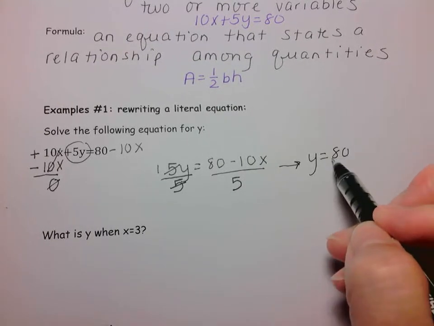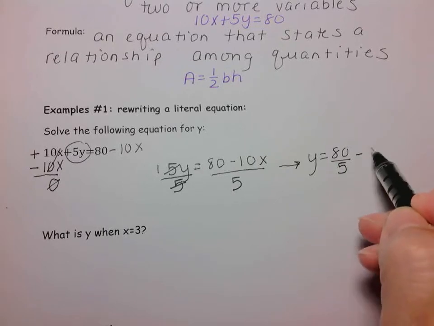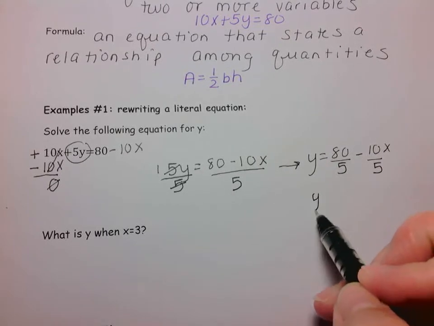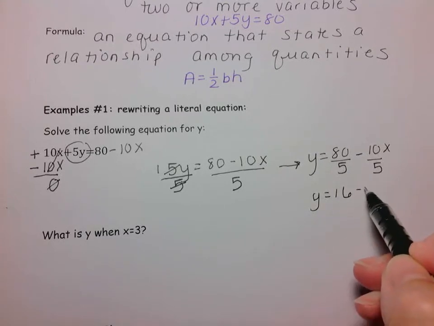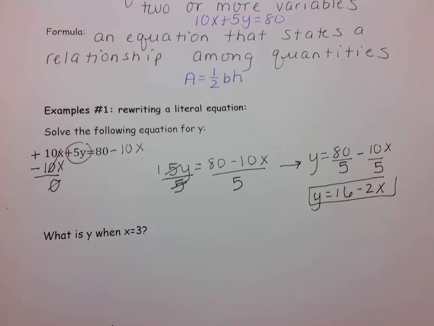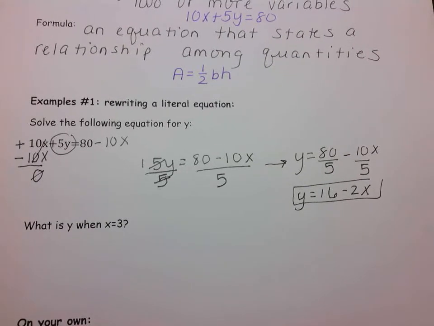And because these terms can reduce, I want to break them up so I can reduce them. So I have 80 over 5 minus 10x over 5. And then I reduce each term. And this is my answer. I think 80 divided by 5 is 16. Let me just double check. And yes, it is.